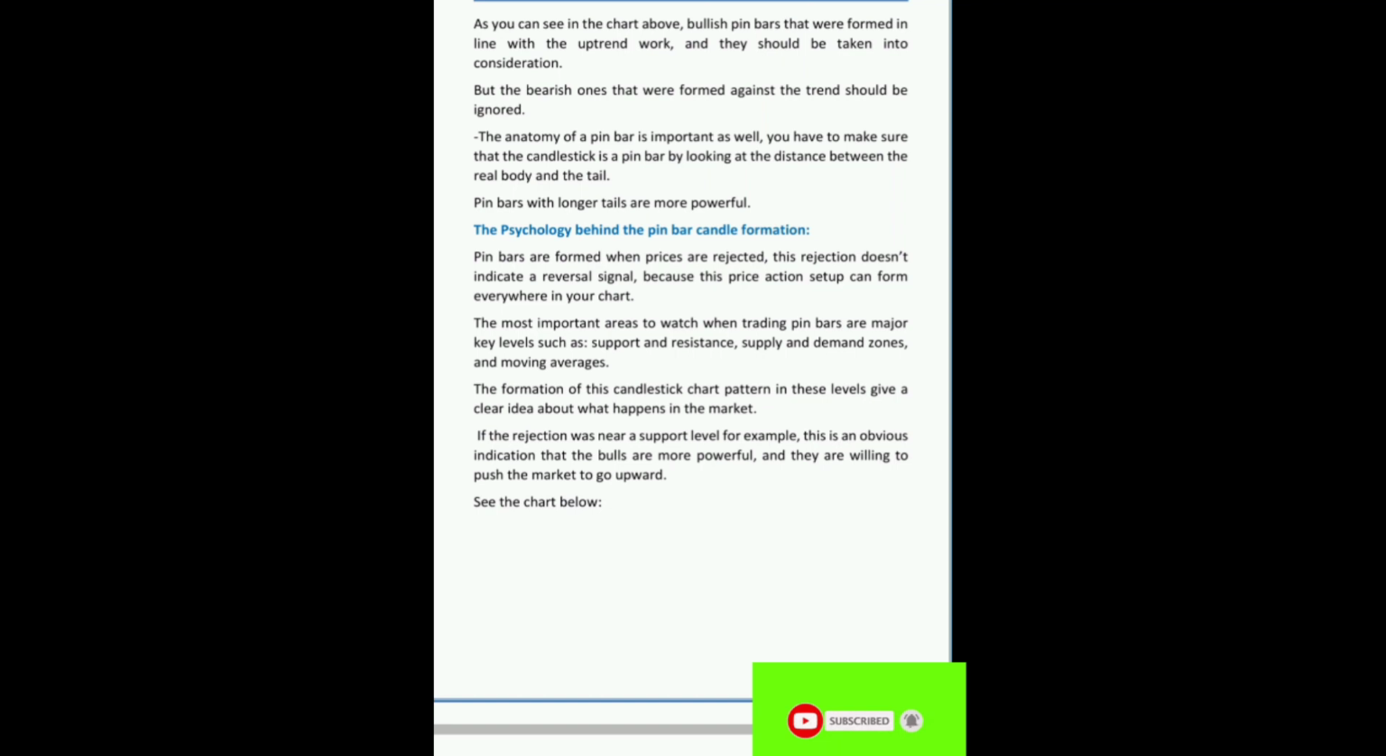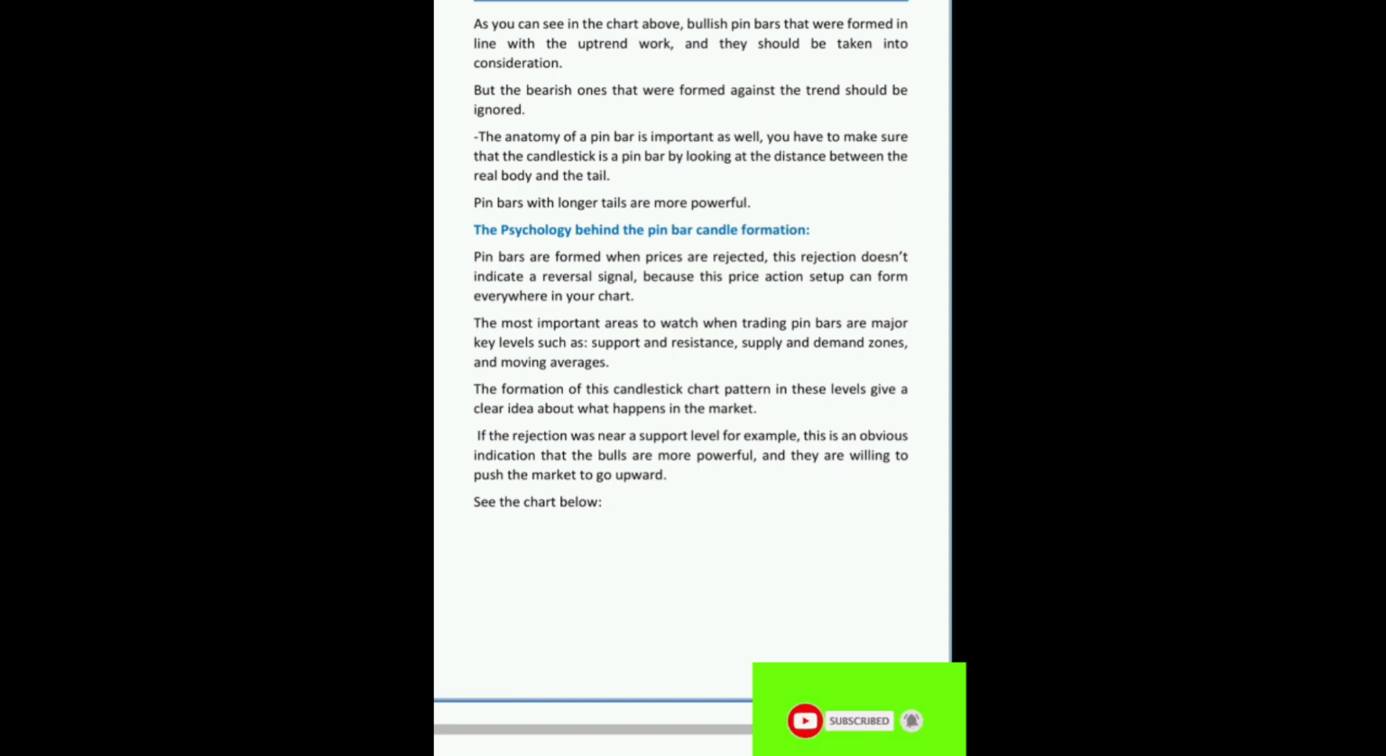The psychology behind the pin bar candle formation. Pin bars are formed when prices are rejected. This rejection doesn't by itself indicate a reversal signal, because this price action setup can form everywhere in your chart. The most important areas to watch when trading pin bars are major key levels such as support and resistance, supply and demand zones, and moving averages. The formation of this candlestick chart pattern at these levels gives a clear idea about what happens in the market.